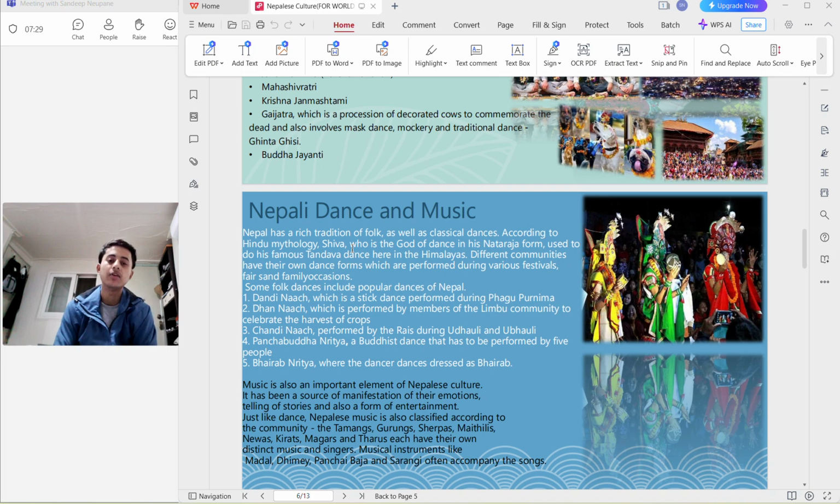Some folk dances, including popular dances of Nepal, are Dandi dance, which is a stick dance performed during Phagu Purnima, Dhan Nach, which is performed by members of the Limbu community to celebrate the harvest of crops, Chandi Nach, performed by the Rai during Udhauli and Ubhauli, Panchabauddha Nritya, a Buddhist dance that has to be performed by 5 people, Bhairav Nritya, where the dancer dances dressed as Bhairav, as you can see in the picture.